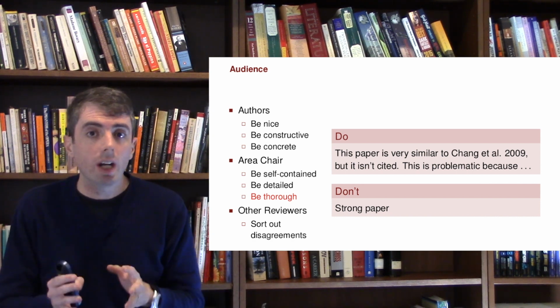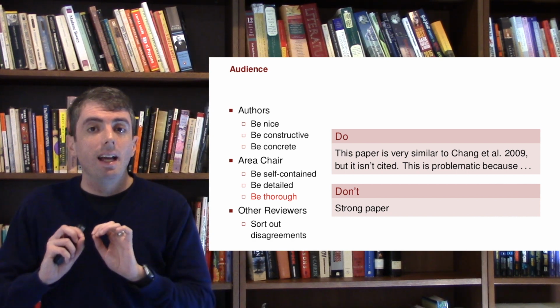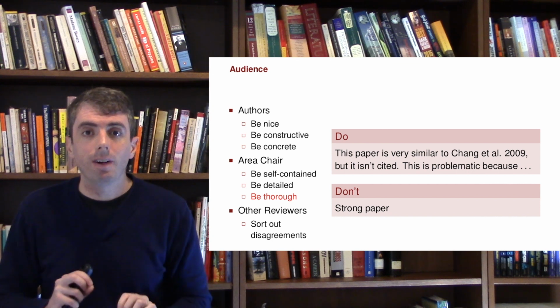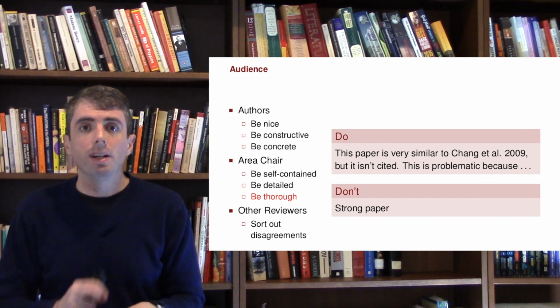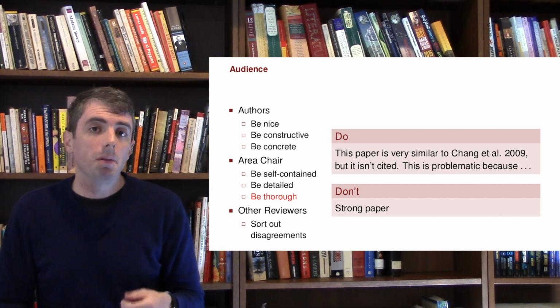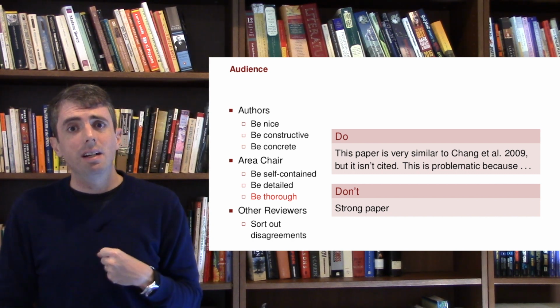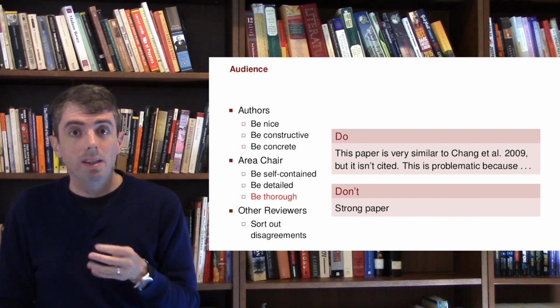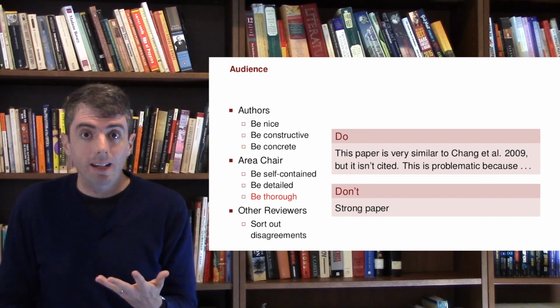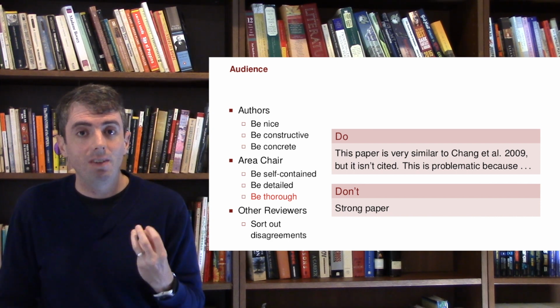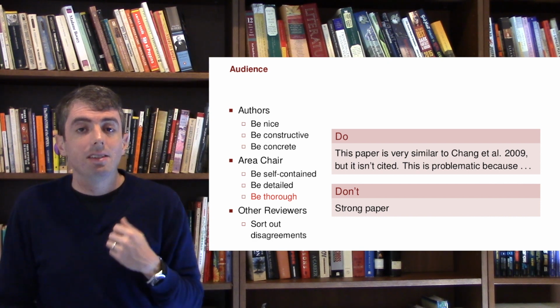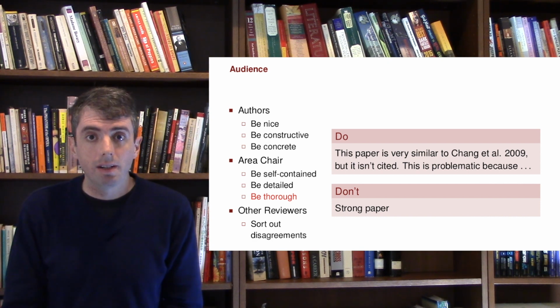Say, "I thoroughly checked the proofs and everything checks out as far as I can tell." That's very useful. Many times people only mention where there's a problem, but it's very useful for the area chair to know that someone that they respect and trust has checked an important part of the paper and found it to be just fine. So that's important information for the area chair to have as well.